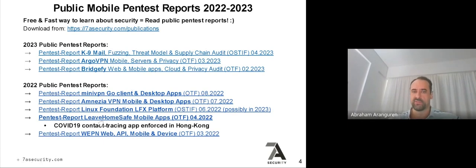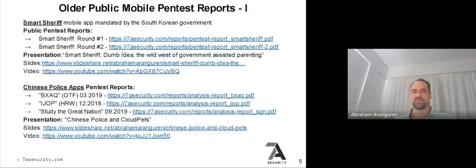So yeah, and there are a lot of other projects. I gave a talk about Leave Home Safe at DeepSec last year, so that's also an interesting one. It's a COVID-19 contact tracing application, kind of enforced, not fully mandated, but kind of enforced in Hong Kong. We did an audit of that, and we found a lot of security problems and so on, right? So just to mention that, and there's a bunch of other pen test reports.